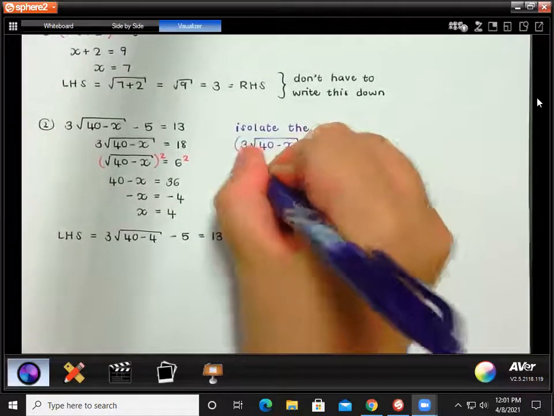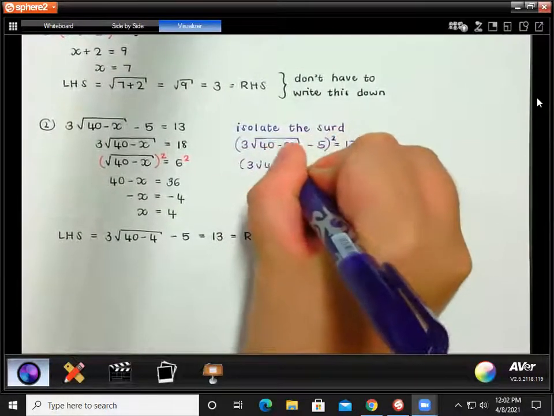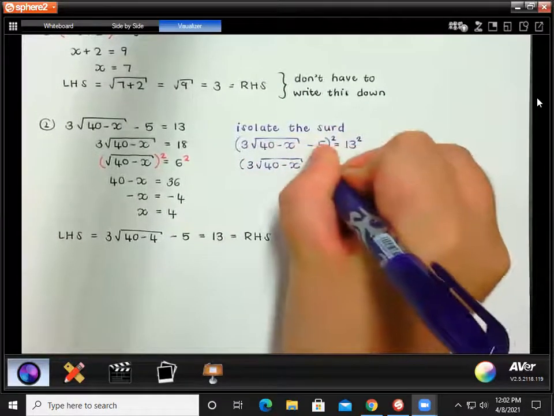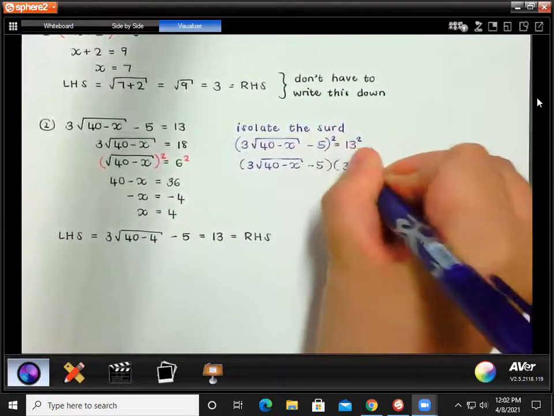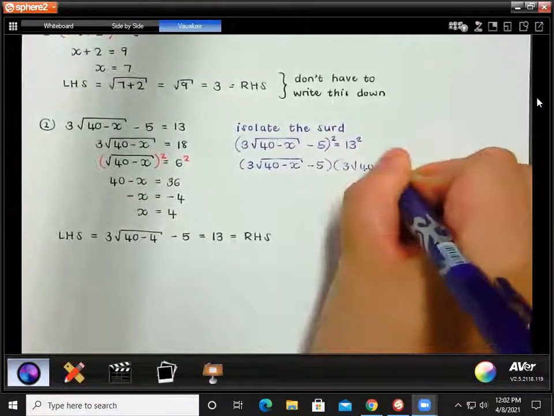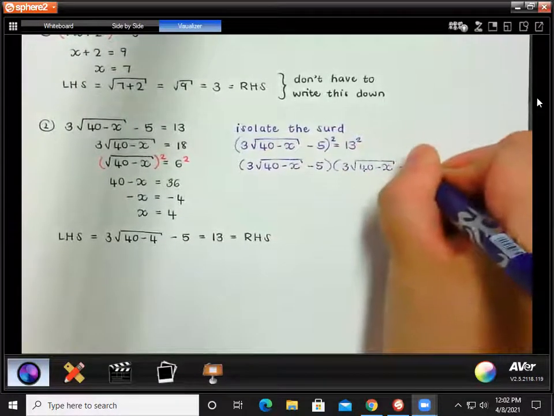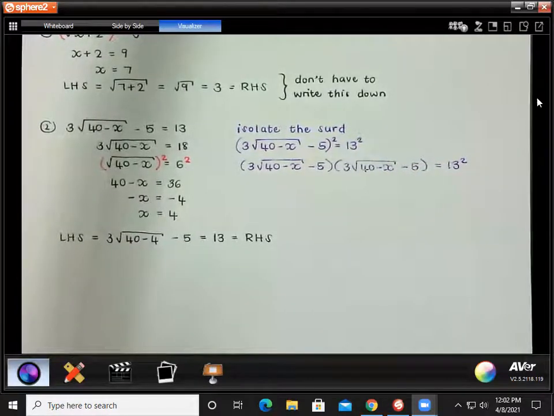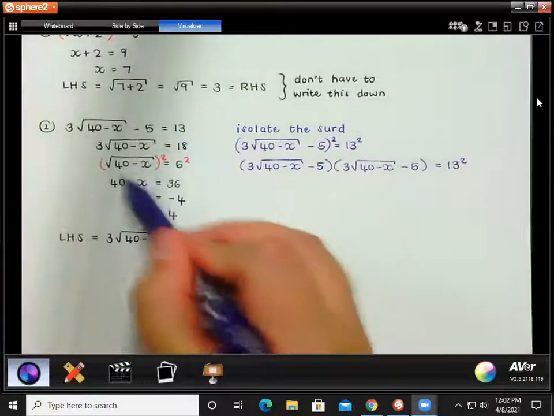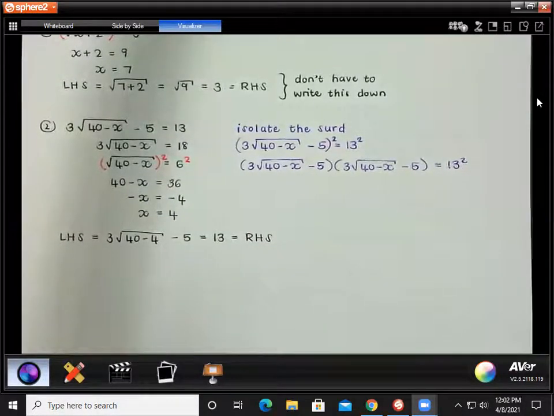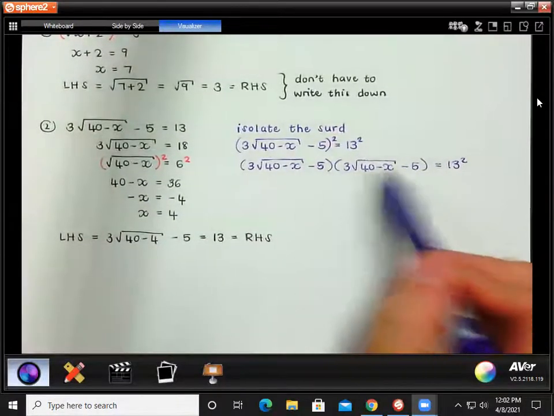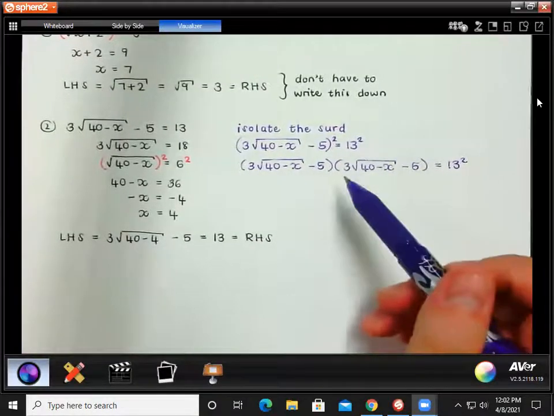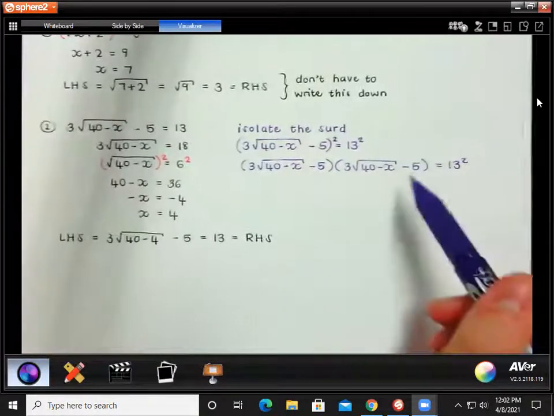You would have to say 3 root 40 minus x minus 5 times 3 root 40 minus x minus 5 is equal to 13 squared. And then you would have to FOIL that out. Do you see why I'm saying that it's easier if you just get the surd on its own? That then when you square, it's actually just literally a one-step square. So you would still get to the same answer here if you did this, provided that you didn't make any mistakes in this multiplying out.